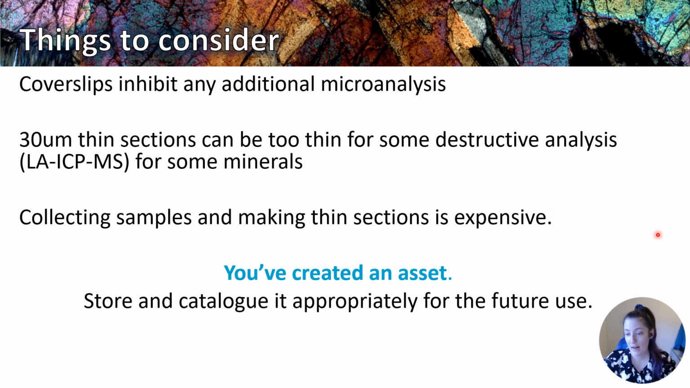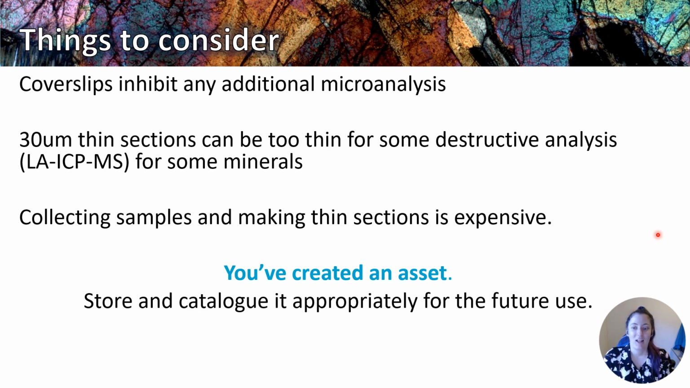Some things to consider about optical microscopy. Making thin sections with cover slips is cheaper because it requires less polishing, but it inhibits any further microanalysis. So if you find something interesting, you can't take these samples to the electron microprobe or any other surface analysis technique because it has that slide of glass on top. So I recommend doing polished thin sections when you can. The standard thickness of thin sections is 30 microns, and sometimes this is a little bit too thin for some destructive analysis like laser ablation ICP-MS in some minerals, especially ones that are a bit softer. So if you have grand plans of doing analysis that is destructive, you might need to get a thicker thin section.